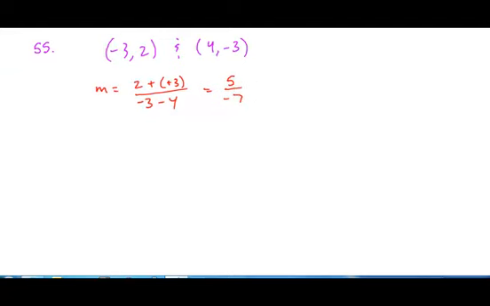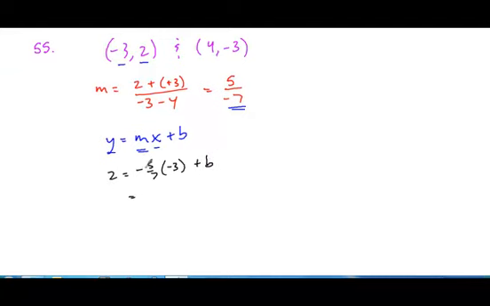So here's my slope. Once I find my slope, I can just plug it into my slope-intercept form, y equals mx plus b. And I'm going to substitute in a set of x and y coordinates as well as my slope and solve for b. So when I do that, I get a y value of 2, my slope of negative 5/7, my corresponding x value negative 3, and solve for b.